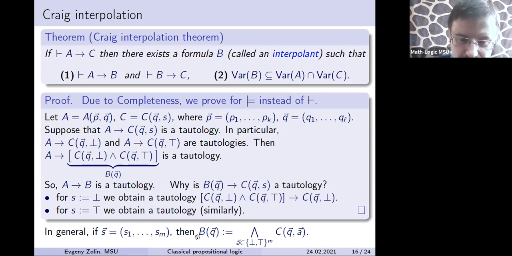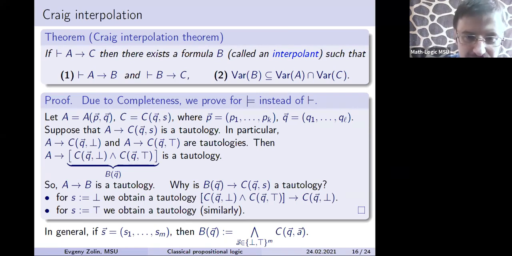And in fact, if you think a little, you can find out that this construction is the strongest interpolant. There may be many formulas B that are interpolants for A and C, but this particular one is the strongest. A simple task is to try to build the weakest by similar manipulations, but with the formula A, not C. So anyway, we proved the Craig interpolation theorem.